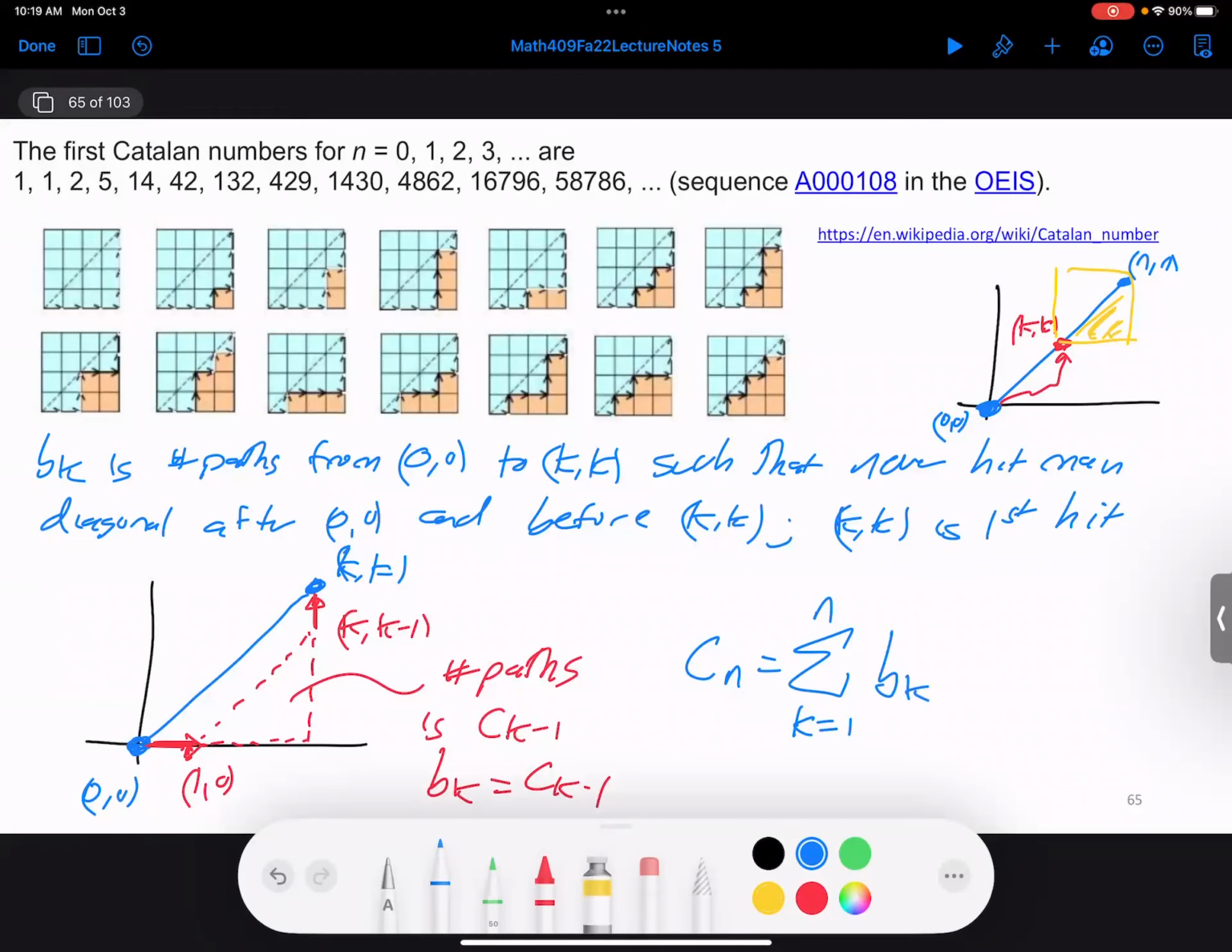So I have C_k paths that take me from (0,0) to (k,k). And now that I'm at (k,k), how many paths can I take from (k,k) to (n,n)? C_{n-k}, because I've used k right steps and k up steps, so I have n minus k steps of each left over. I've got a smaller triangle. So this is just the sum, k goes from 1 to n, of C_{k-1} C_{n-k}.